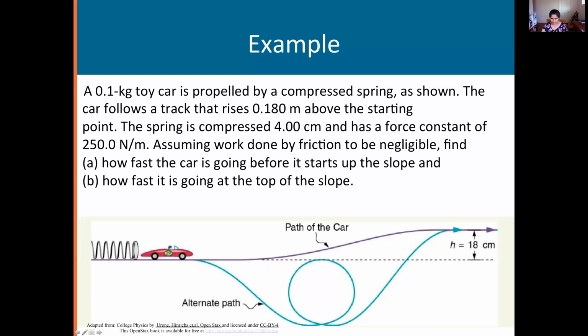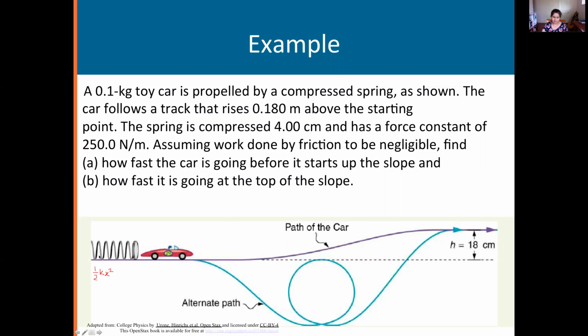Potential energy of the spring, how do we write that? So that's going to be 1/2 kx squared, where x is the displacement of the spring. Yeah? So we know that the spring was compressed by 4 centimeters. We're going to convert this into meters. So 0.04 meters squared times 250 newtons per meter times half. This is the total energy at the start.